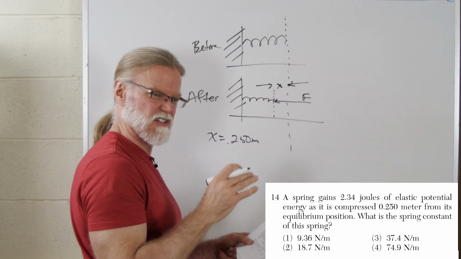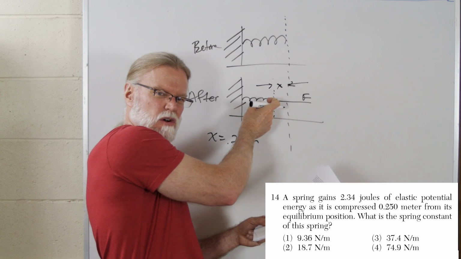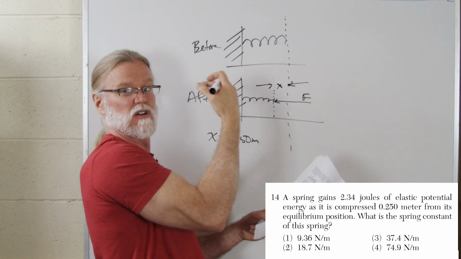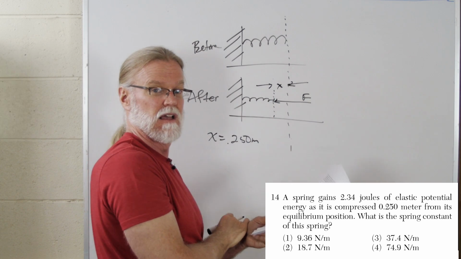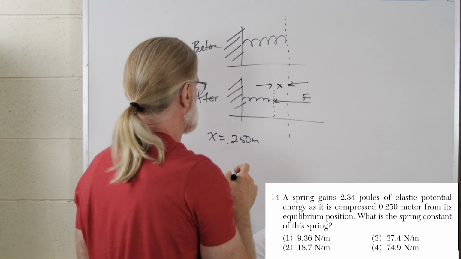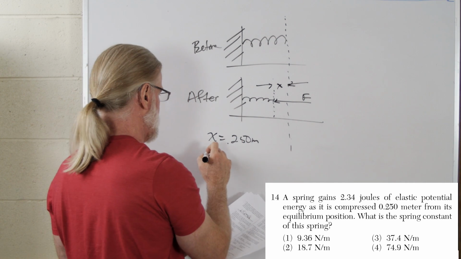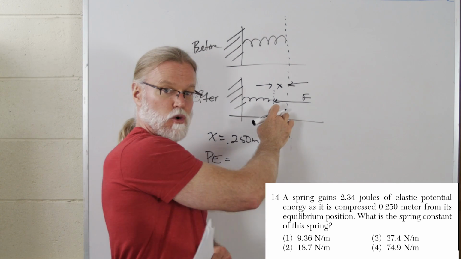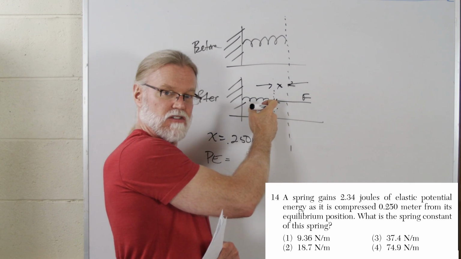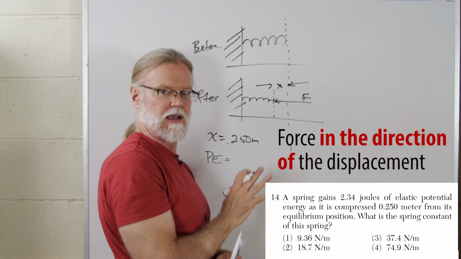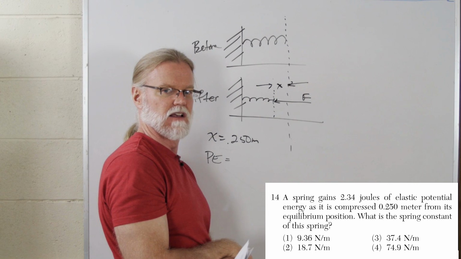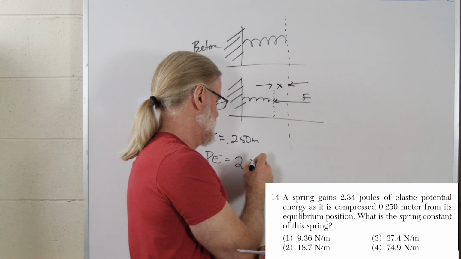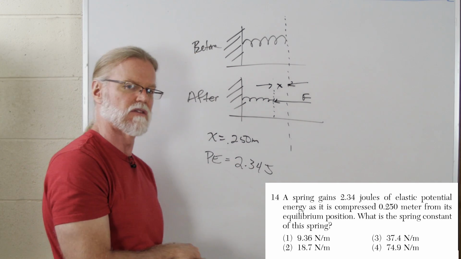When you do this, it gains energy. You wouldn't want to push that in and put your eye right there, because it has energy and it would shoot out and transfer energy to your eye, and then you'd have to see a doctor. So it has potential energy because the frisbee did work on it. It applied a force and there was a displacement. So work was done, and that work got stored as elastic potential energy. In fact, 2.34 joules of it.